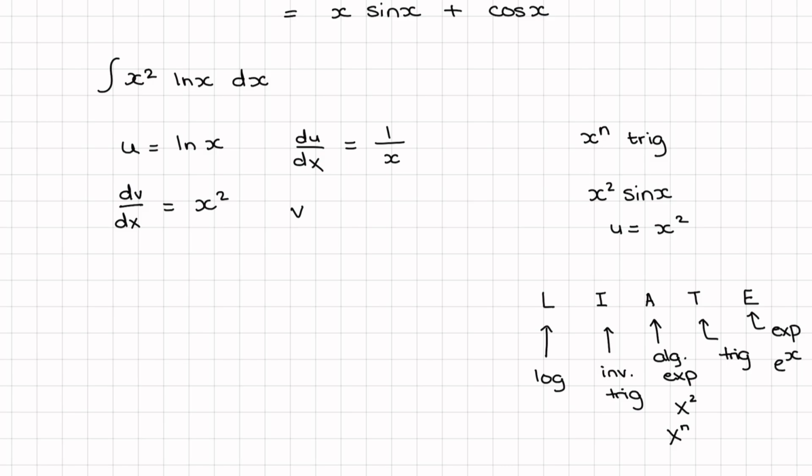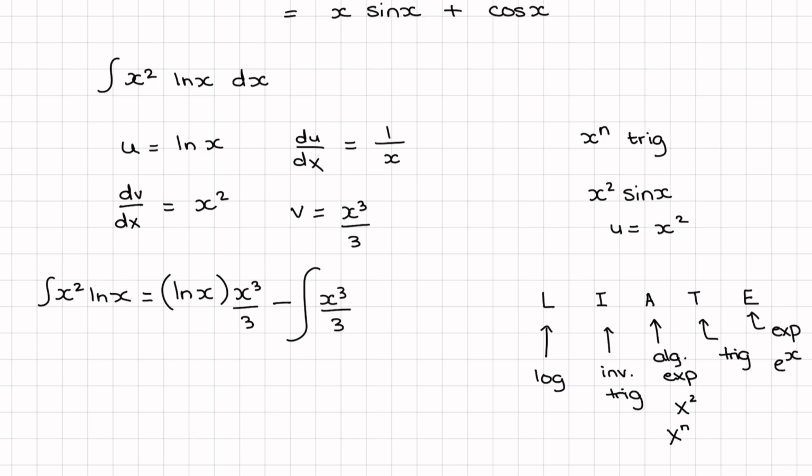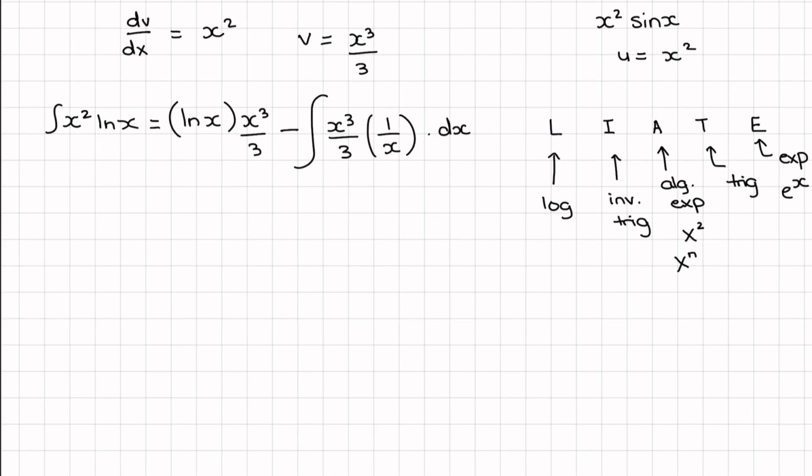Let's get back to our example. So dv by dx is x squared, so our v, I'm going to find that by integrating. It will be x cubed over 3. Now I'm going to substitute into the integration by parts formula again. This equals u times v, so ln x times x cubed over 3 minus the integral of v times du by dx. So v is x cubed over 3, and du by dx is 1 over x. We're integrating with respect to x.